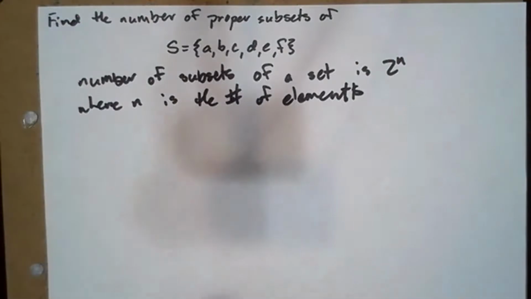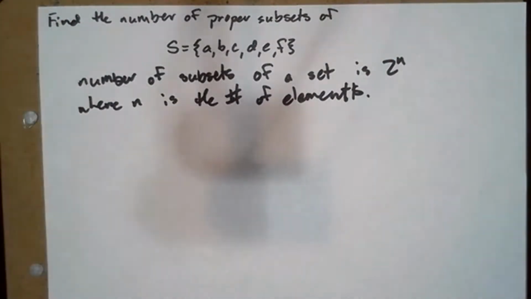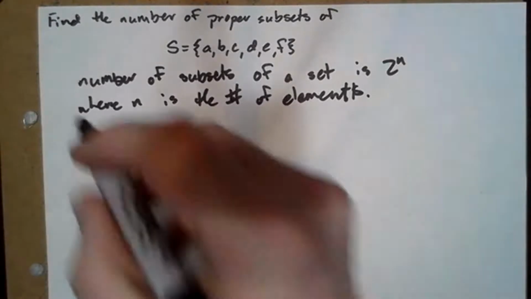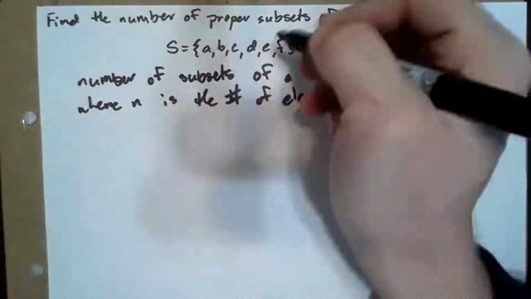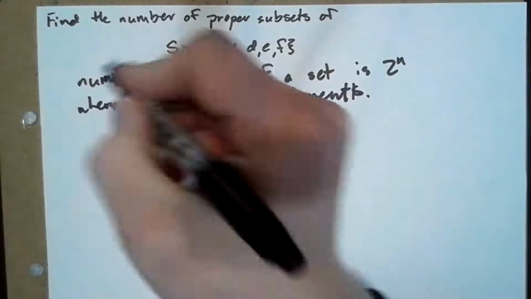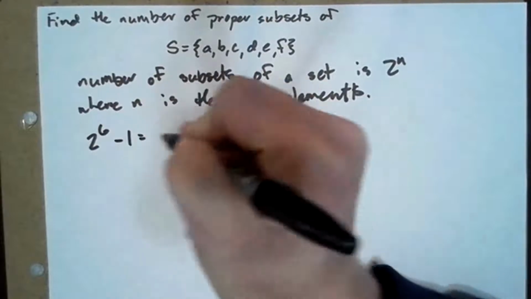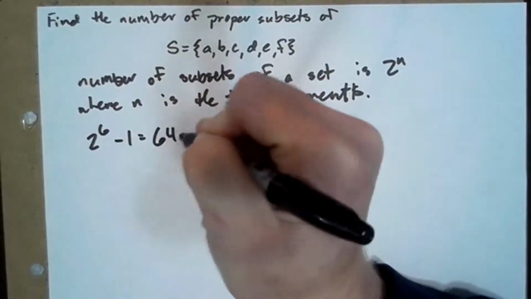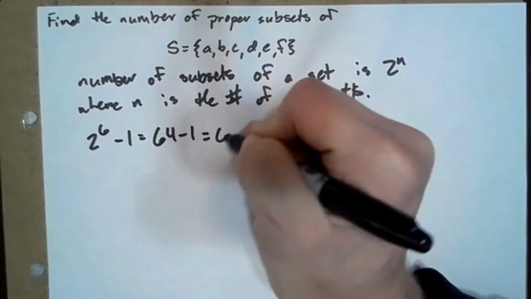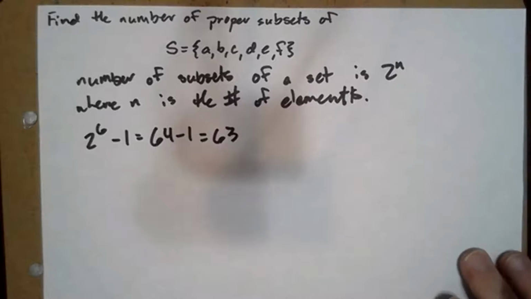But that doesn't give us the proper subsets. It gives us all of the subsets. So to find the number of proper subsets, we're just going to subtract 1 from that. So the number of proper subsets of S is 2 to the 6th power minus 1, which is 64 minus 1, or 63. Moving on.